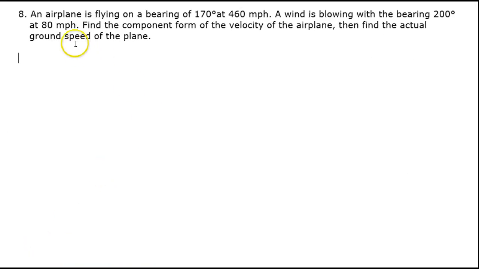Last problem. An airplane is flying on a bearing of 170 degrees at 460 miles per hour. A wind is blowing with a bearing of 200 degrees at 80 miles per hour. Find the component form of the velocity of the plane, and then find the actual ground speed of the plane. Something is missing. It should say and direction. Ground speed and direction of the plane. So let's just make sure we add that in.